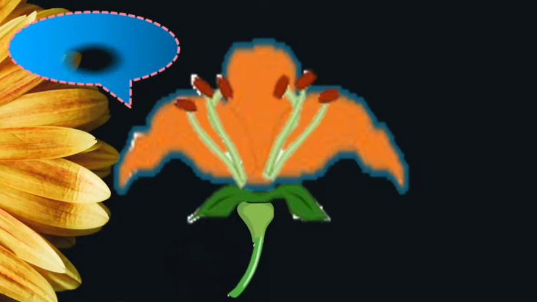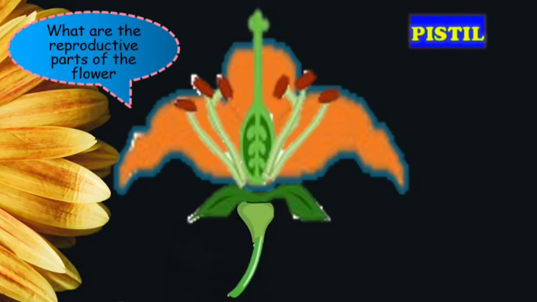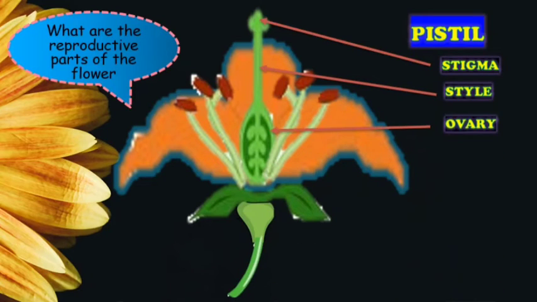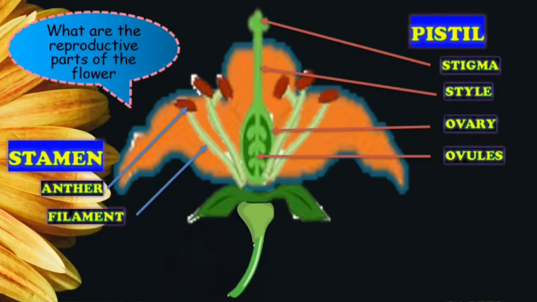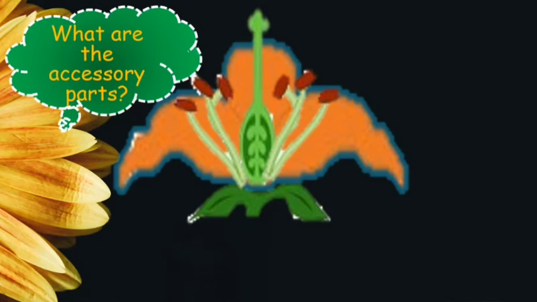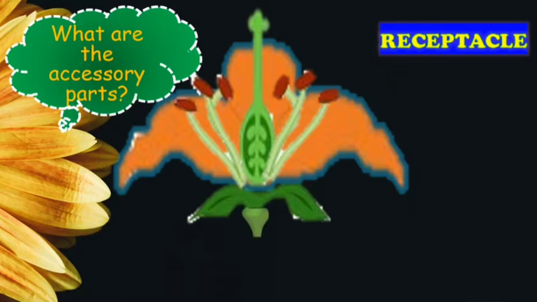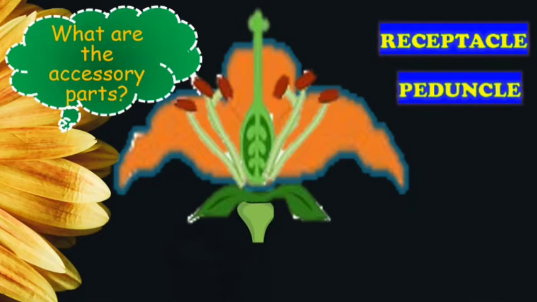Another question is, what are the reproductive parts of the flower? The reproductive parts of the flower are the pistil and the stamen. Under the pistil, we have the stigma, the style, the ovary, and the ovule. The stamen is composed of the anther and the filament. Next question: what are the accessory parts? We have 2 accessory parts: the receptacle and the peduncle.